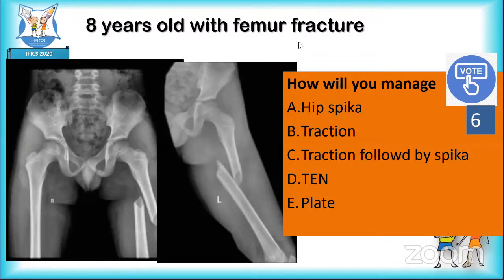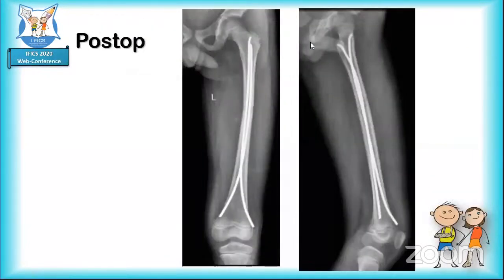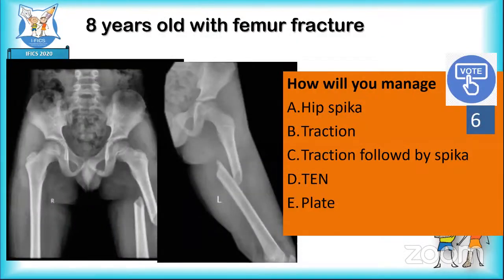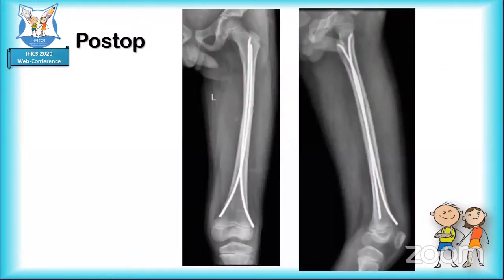So Unni, in this child, we were going to do elastic nailing. This happened on 25th of March, and then we admitted the child. This child we admitted and did this nailing. So how does this nailing qualify as per your opinion?